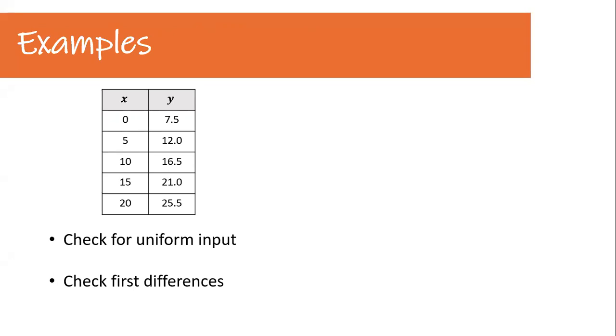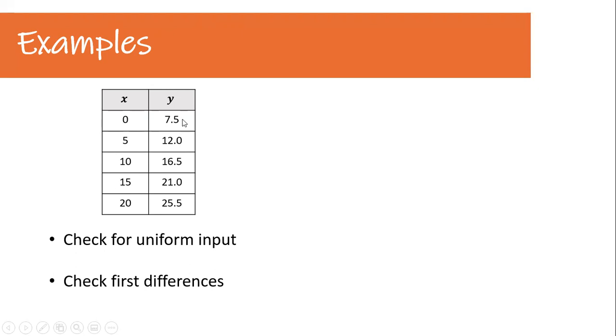You'll notice that a lot of times in Math 109 and other math classes. So here in this first example, we set our X values, so our inputs are 0, 5, 10, 15, and 20. We have that uniform input because we're going from 0 to 5, which is 5 points, 5 to 10, which is 5 points, and so on. We're going up 5 each step that we go.